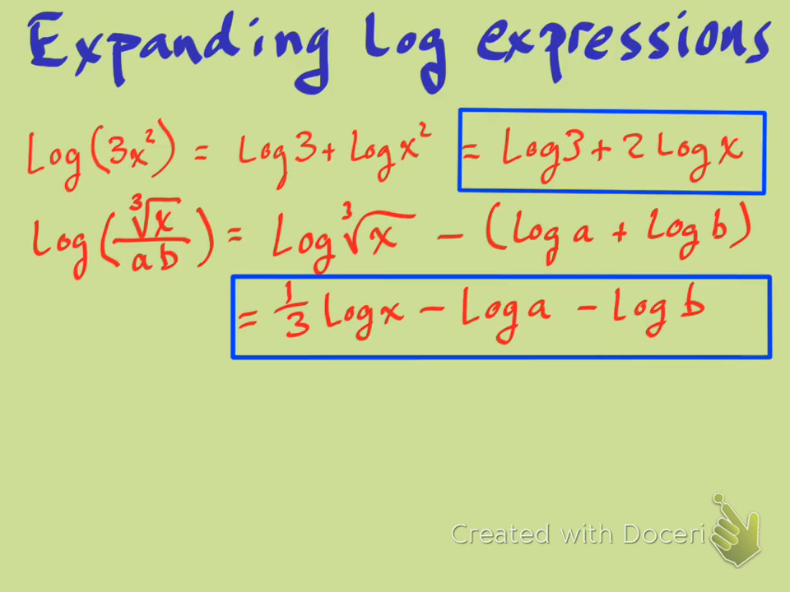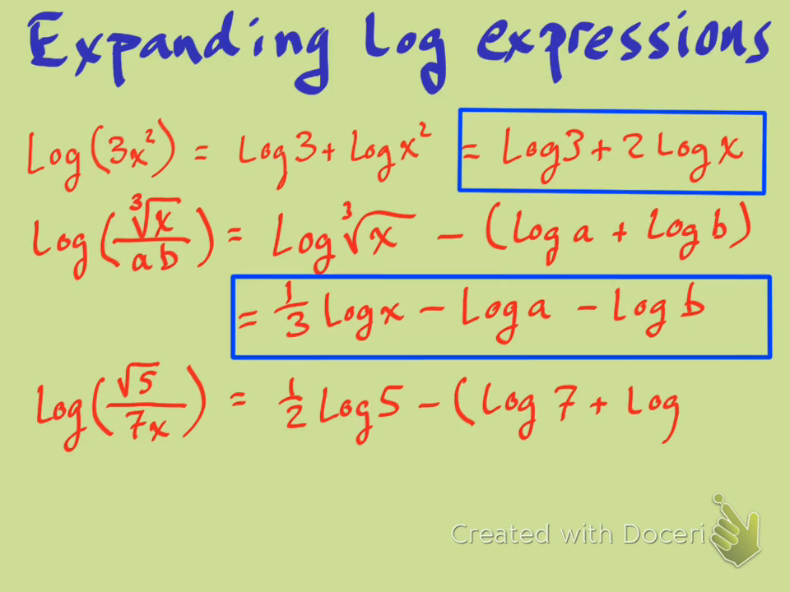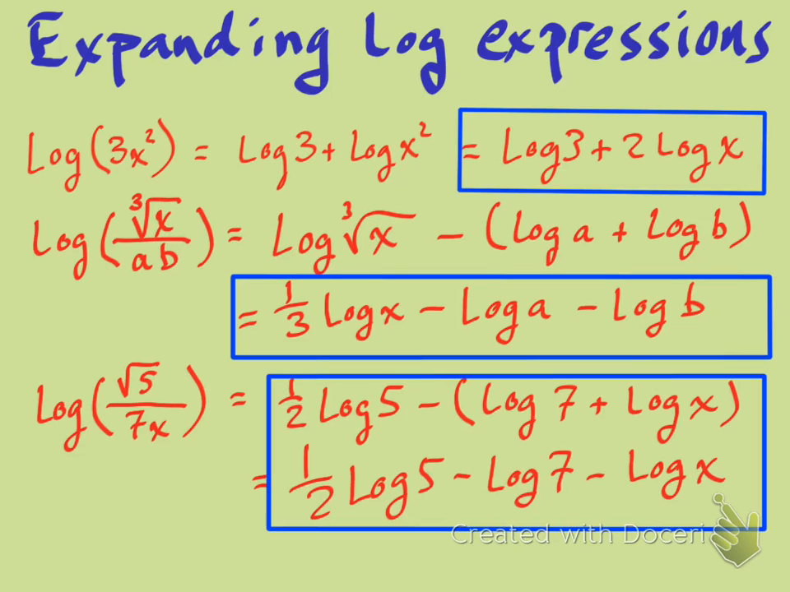All right, let's take a look at another one like this, because this is worth dwelling on just a little bit. So there again, the square root of 5 over 7 times x. So I could sort of take that as 1/2 log 5 minus the sum of log 7 and log x, or I could distribute that subtraction to the log 7 and log x and write it without the parentheses there. Your choice on this kind of a thing, folks. Whatever you feel is the preferred way of doing it, that will be good.